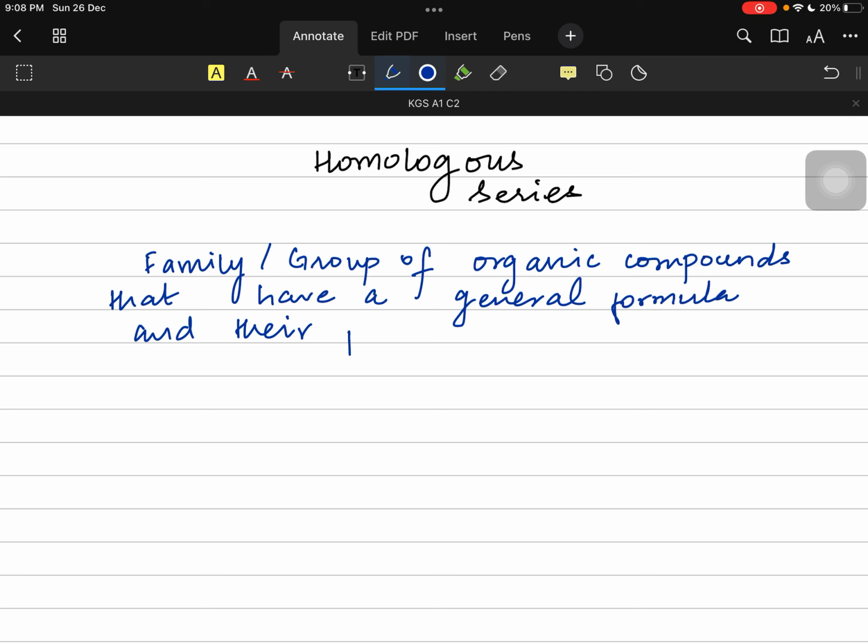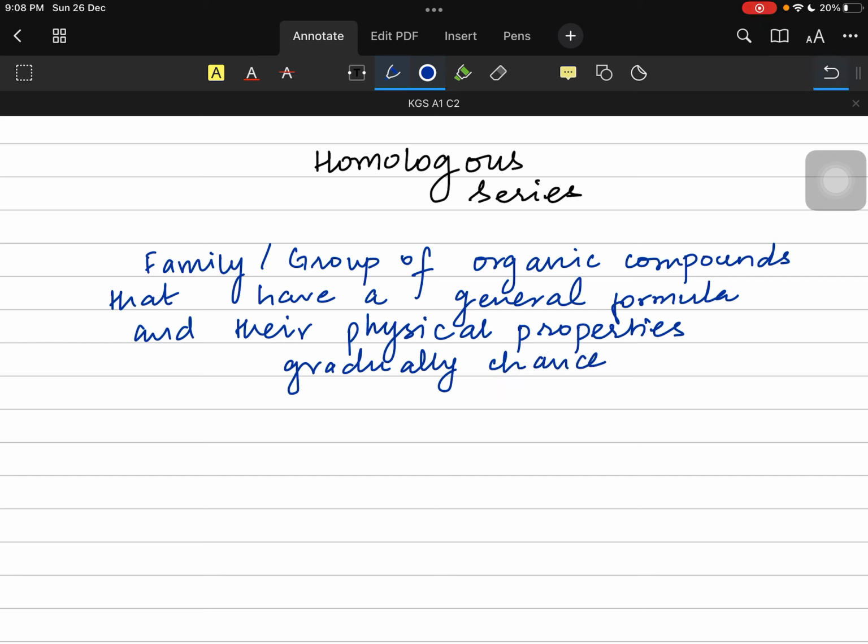their physical properties gradually change. To understand the meaning of the concept of homologous series, we'll come back to the concept of alkanes and alkenes. And once we know what alkanes and alkenes fully are, only then we'll be able to understand the concept of homologous series. Let's try it out.